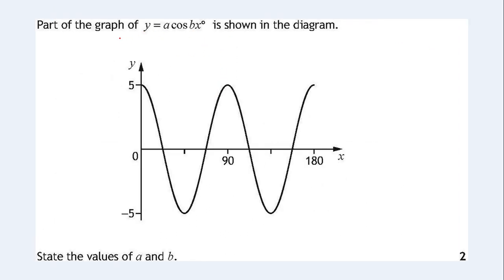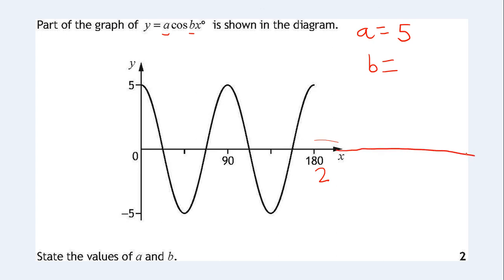Okay, another one. Again, these are very similar, aren't they? A and B. A is our amplitude. It's 5. B is our frequency. Remember, it's in a 360-degree frequency. So we need to be careful here because this graph doesn't even go to 360. It goes once, twice, so it does it twice in a 180-degree period.